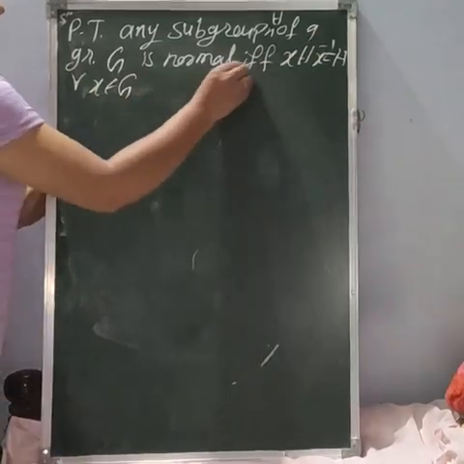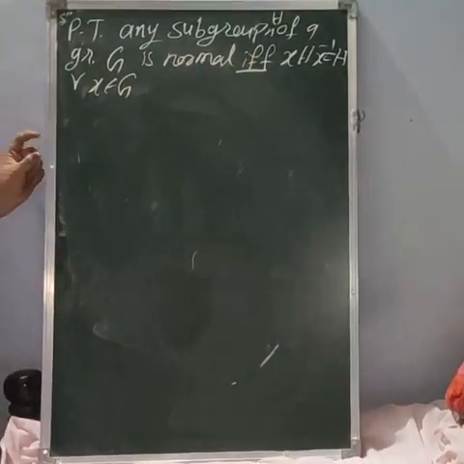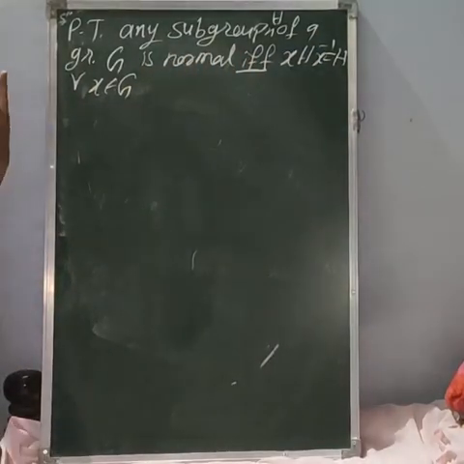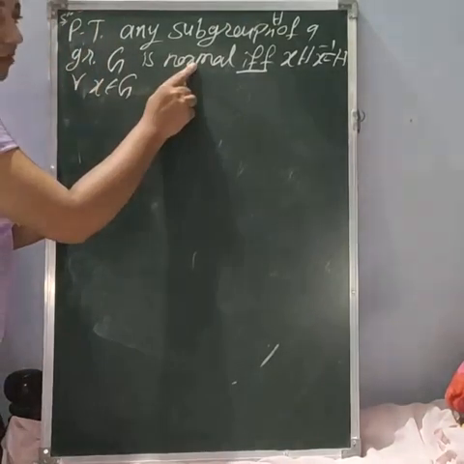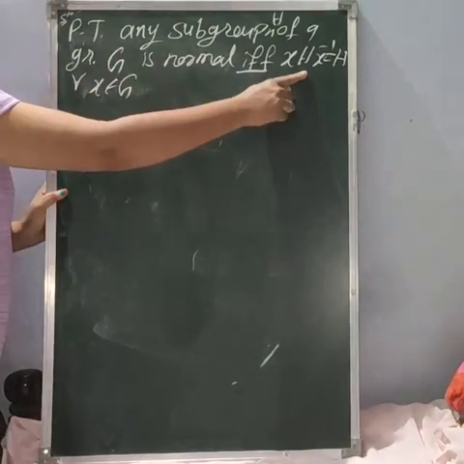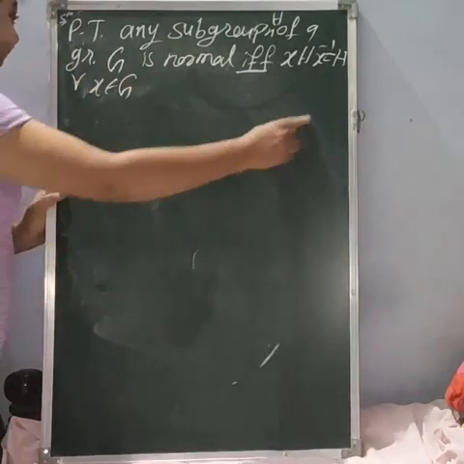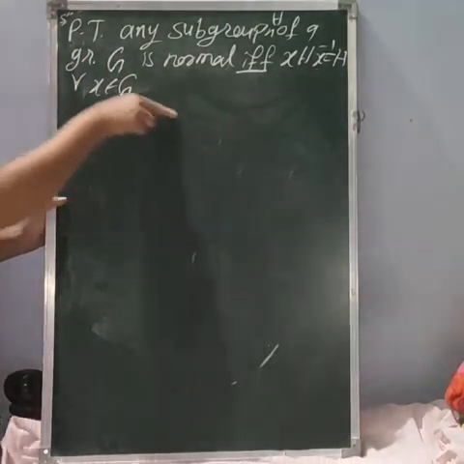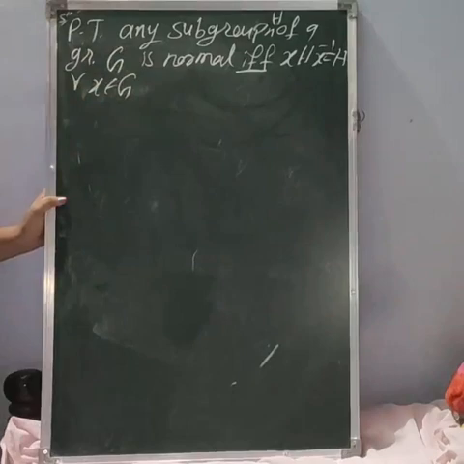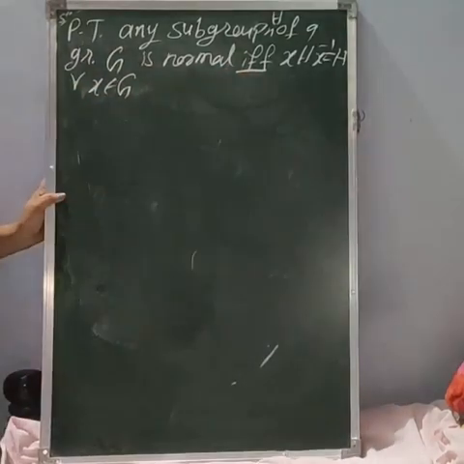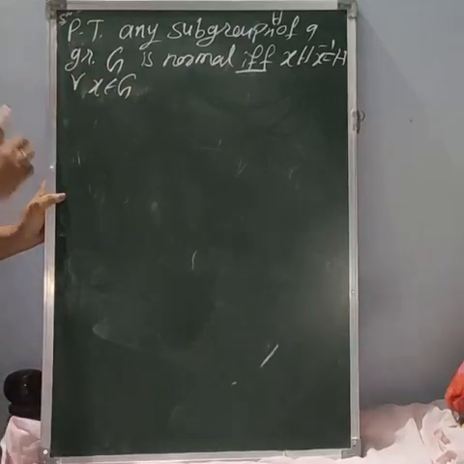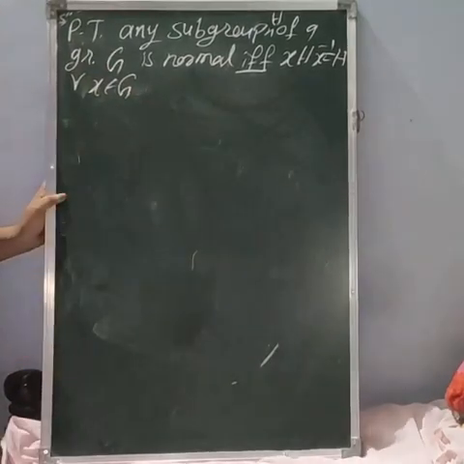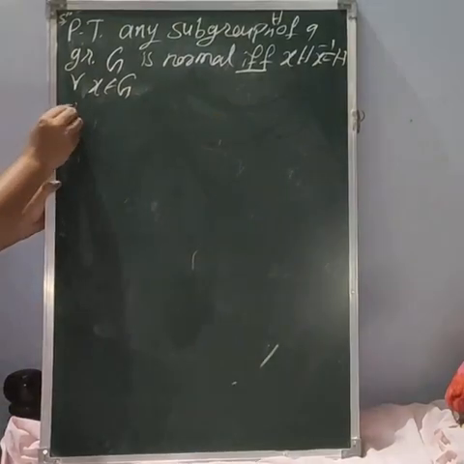Now, we know that if the condition is if and only if, we have to prove 2 parts. What is the first part? If H is normal, then this condition is true. In the converse part, by taking this condition as true, we have to prove H is normal. Because here the if and only if condition is there. Now, we know the definition of a normal subgroup. Using that condition, we will try to prove this. So let us see the first part.